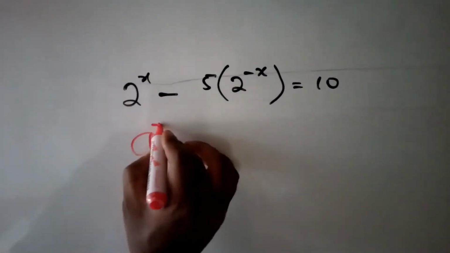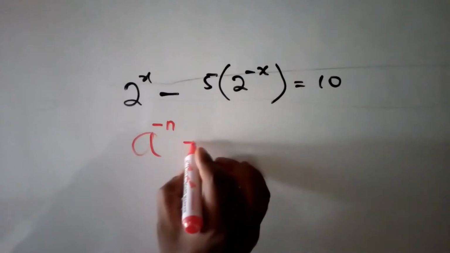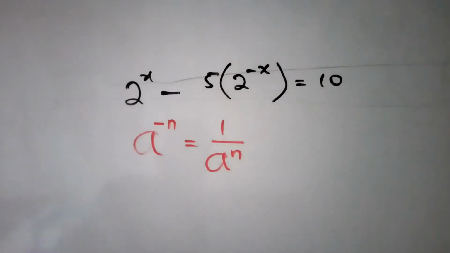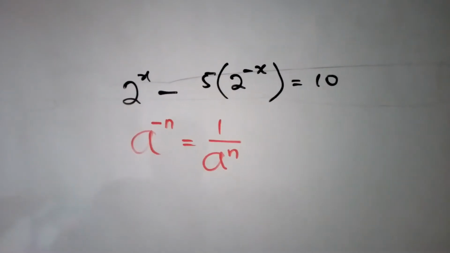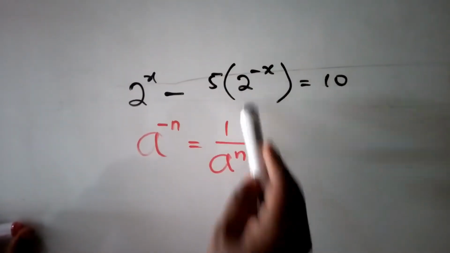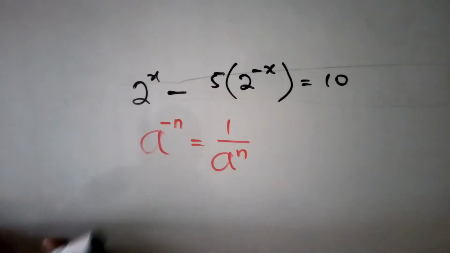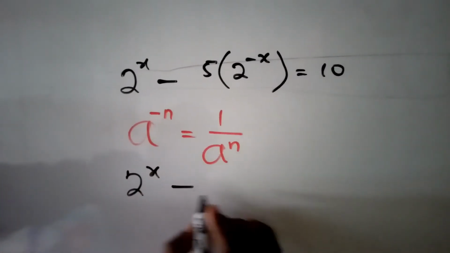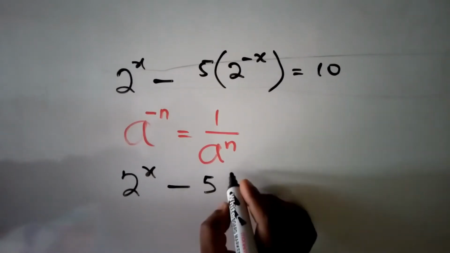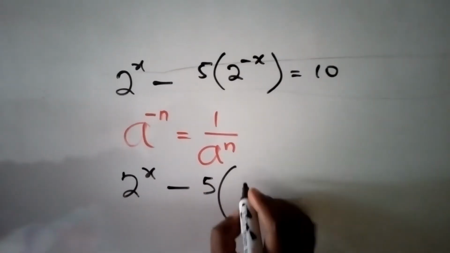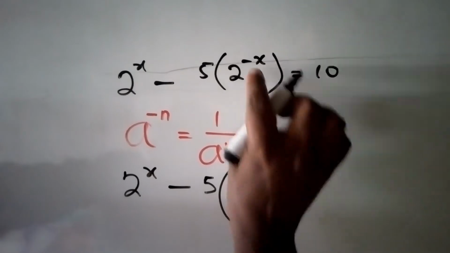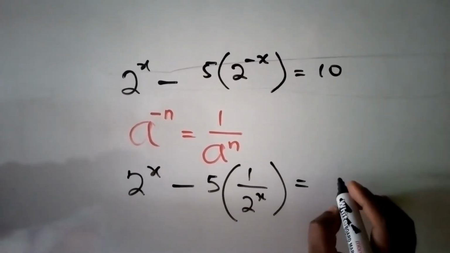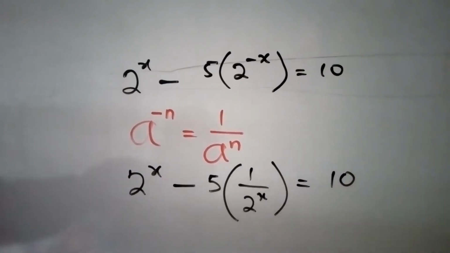a to the power minus n, that is the same as 1 over a to the power n. So what we have here can actually be made into this. So we have 2 to the power x minus 5. This whole side becomes 1 over 2, the exponent becomes positive, equals 10.